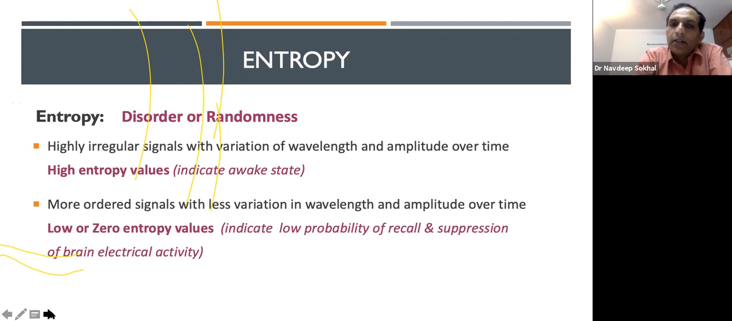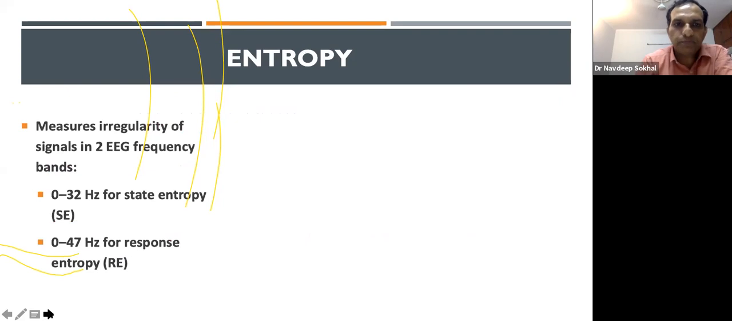That means beta wave kinds of signals will give you high entropy values and will indicate an awake state. Whereas more ordered signals with less variation in wavelength and amplitude over time, that is theta waves, delta waves, all these will show you low or zero entropy values. And that indicates low probability of recall and suppression of brain activity, that means a deeper plane of anesthesia. This is how this monitor works.